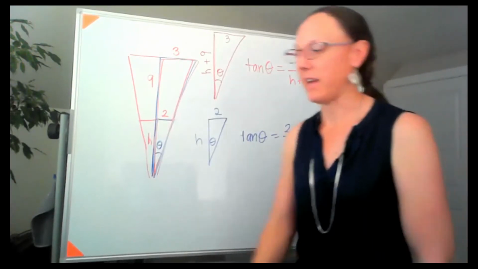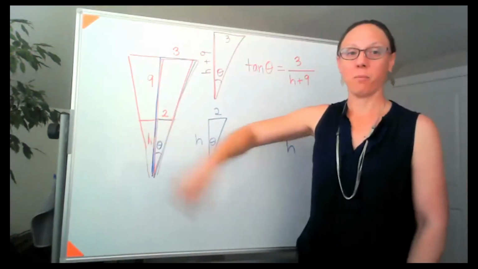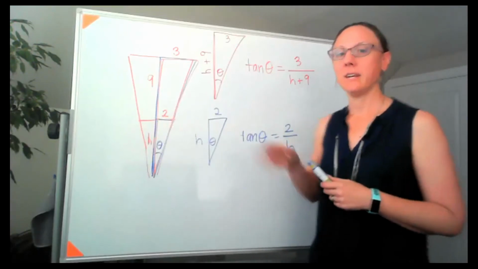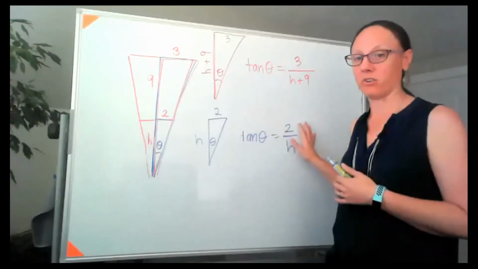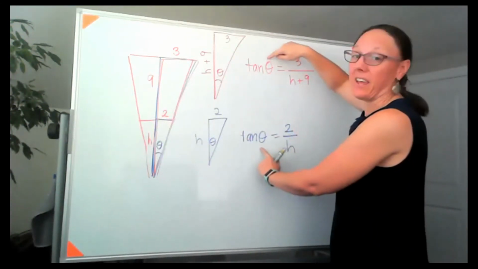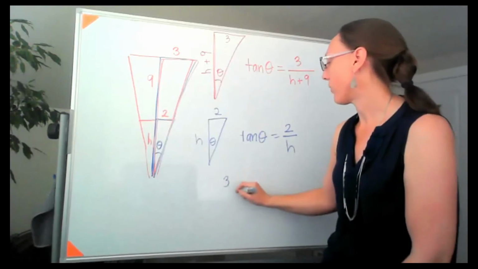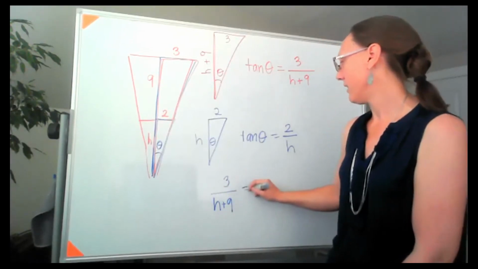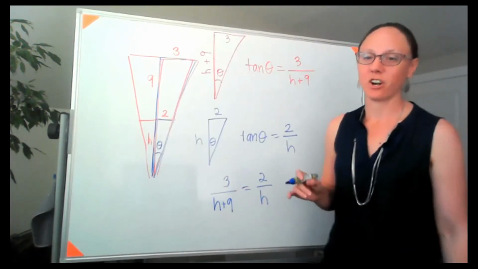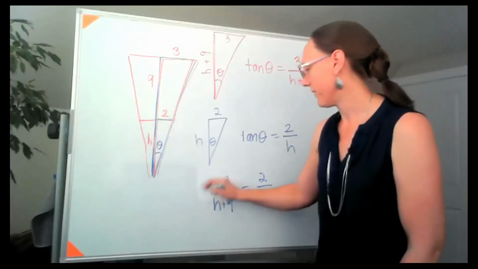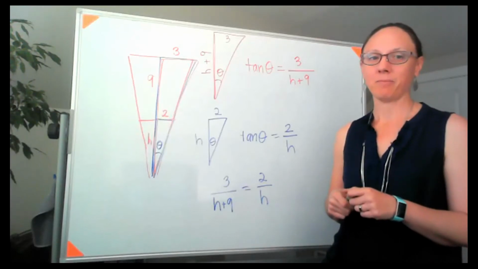Now the cool thing about trig, because I know these two angles are the same, those triangles share them, that's why they are similar triangles, tangent theta for this triangle has to be equal to the same value as tangent theta for this triangle. If I'm putting the same angle in, then I had to get the same value here. So that's what allows me to say 3 over h plus 9 is equal to 2 over h. And the truth is that if we had just started this as a similar triangles problem, that's probably where you would have written one of these ratios anyway.